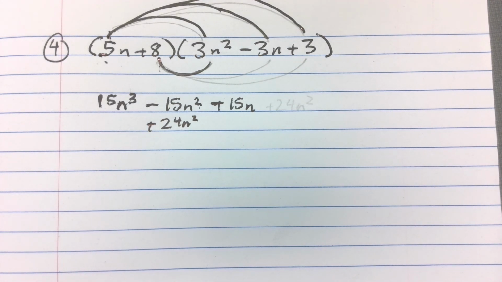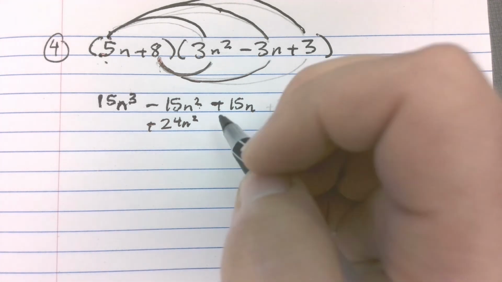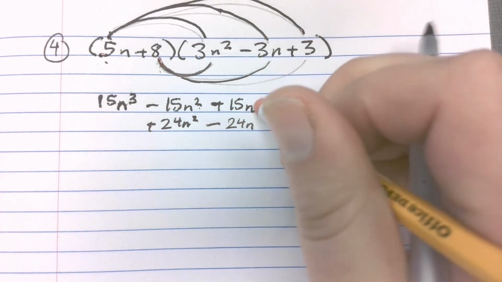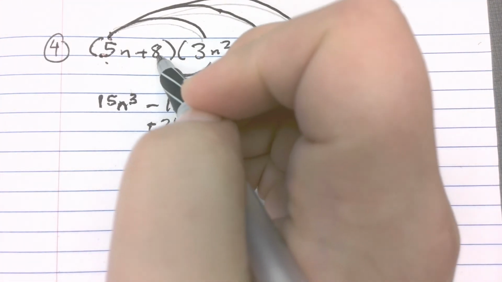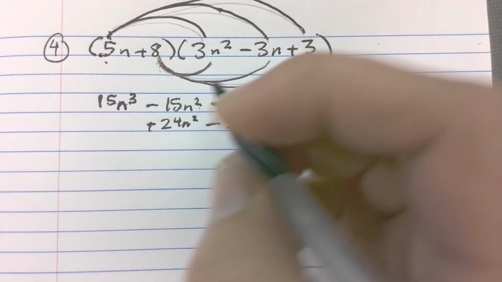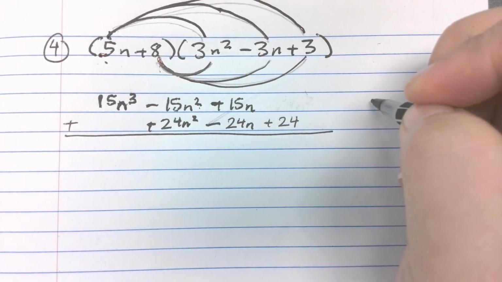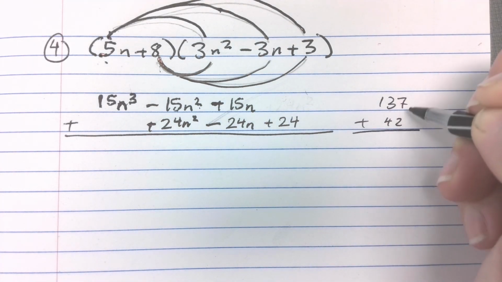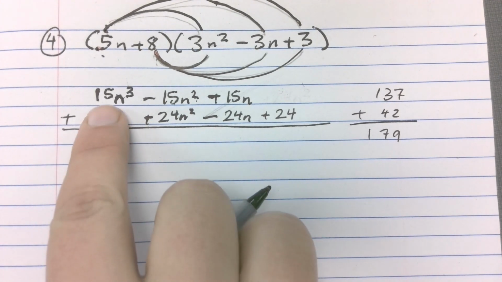You guys following? What is 8 times negative 3n? Negative 24 what? Good. What about 8 times 3? Plus 24. And then just like if we were adding 137 plus 42, you add the columns. So here it would be really easy, 9, 7, 1. But just bring stuff down.